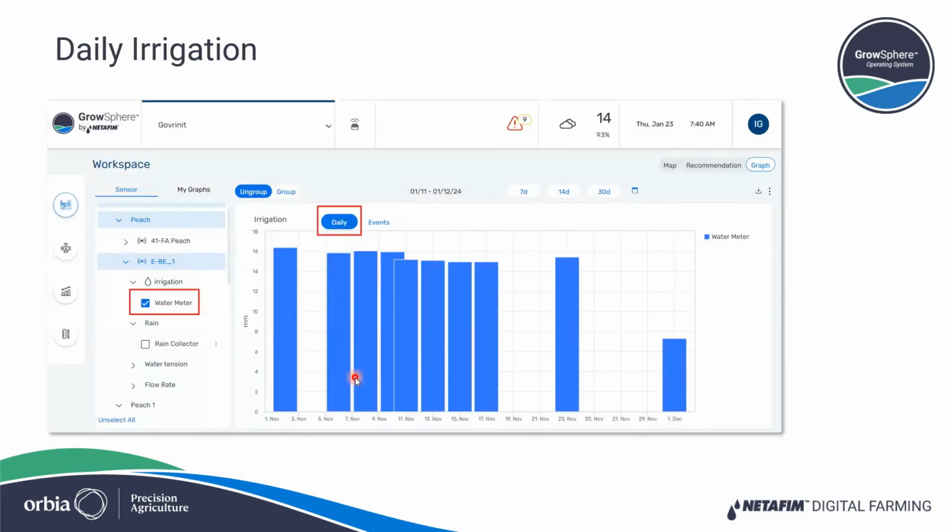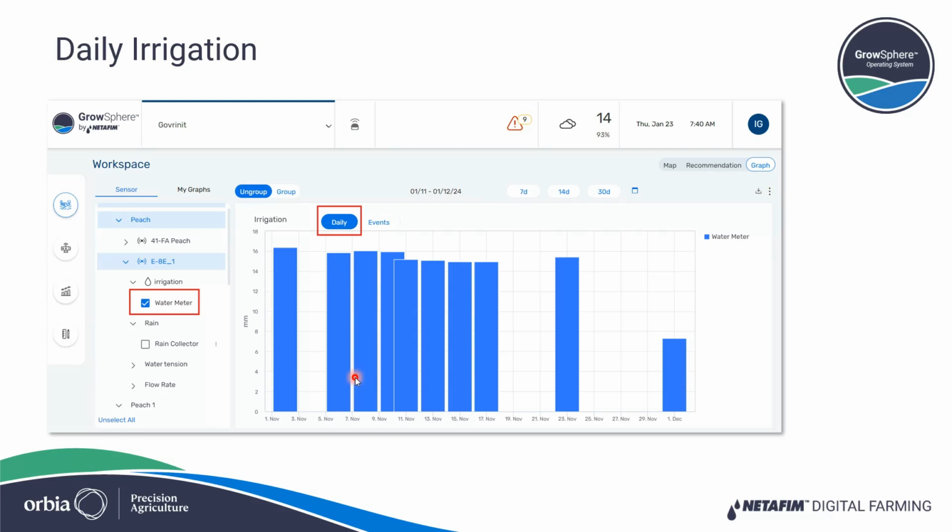Now, this is the graph of the water meter. The graph of the water meter can be presented in 2 different ways. This presentation is the daily irrigation. It means how much water was implemented in one day.